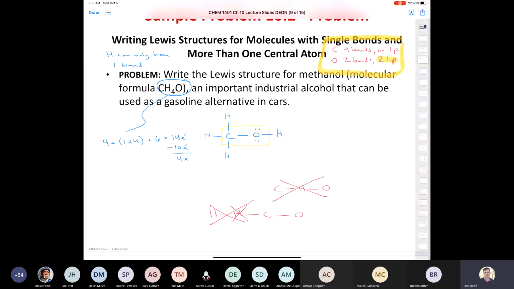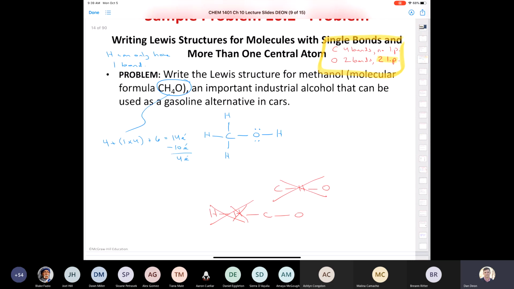Let me ask you a question. Does the carbon have an octet? The answer is yes, it does. If you're unsure, let me prove it to you. Look, 1, 2, 3, 4, 5, 6, 7, 8. There we go. The carbon has an octet. Does the oxygen have an octet? 1, 2, 3, 4, 5, 6, 7, 8. Yes. Do the hydrogens all have a duet? Yes, they all have one bond, which results in a duet. And there we have it, folks. That's our Lewis structure for methanol or methyl alcohol.